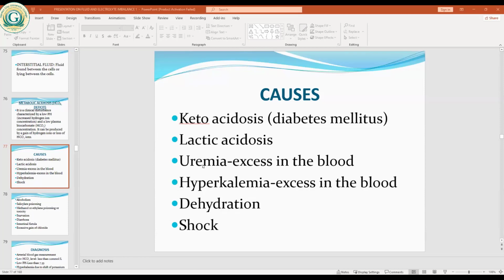We have uremia, excess in the blood. How is uremia produced? It's produced from kidney or renal failure. If the kidneys are unable to work effectively to maintain the glomerular filtration rate and excrete one of their major wastes, which is urea, the urea is one of the wastes. If the kidney function declines, it is not normal.